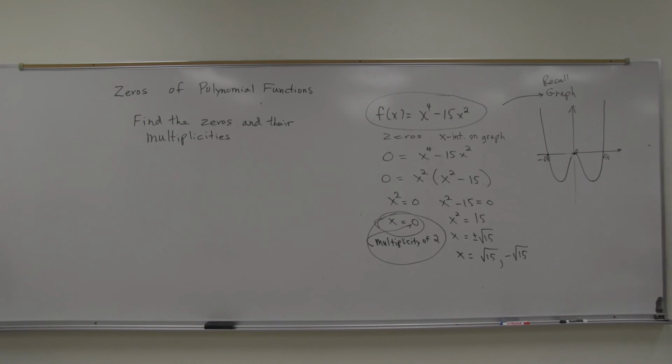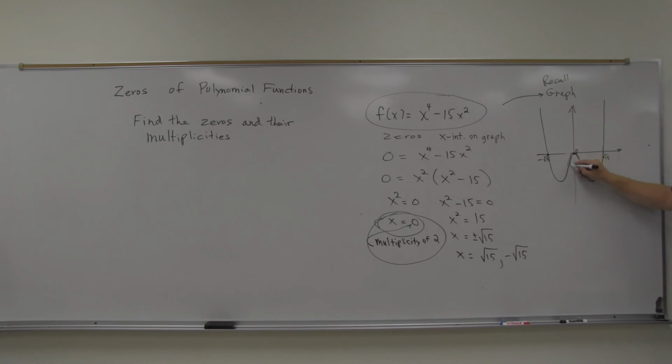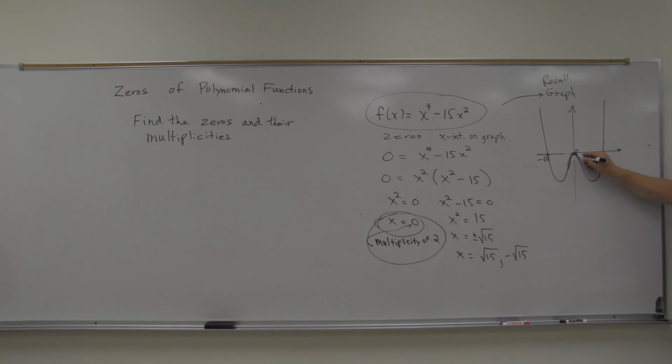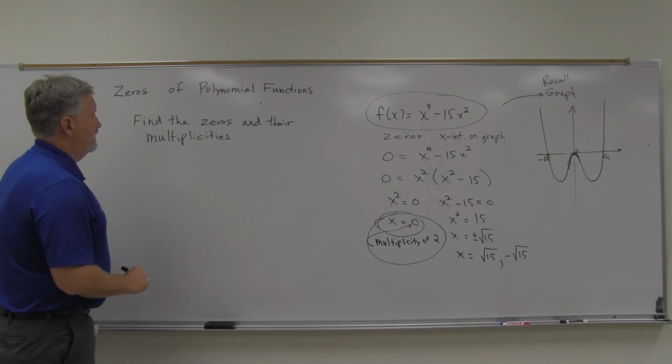Those are x-intercepts, but do you see a difference between the 0 of 0 and the square root of 15 and the negative square root of 15? With this multiplicity of 2, we had that turnaround at the x-axis, instead of at the negative and positive square root of 15, where it went through the graph. So that's one thing the multiplicity can tell you. If it's an even multiplicity, you're going to have one of these turnarounds at your x-intercepts. But that's just kind of a side note, and I wanted to mention that.